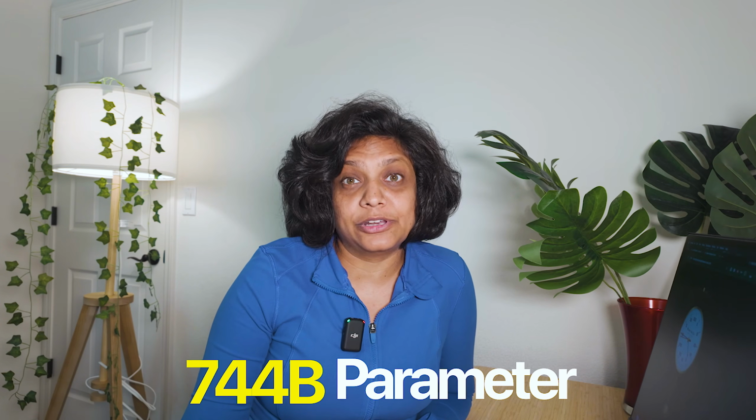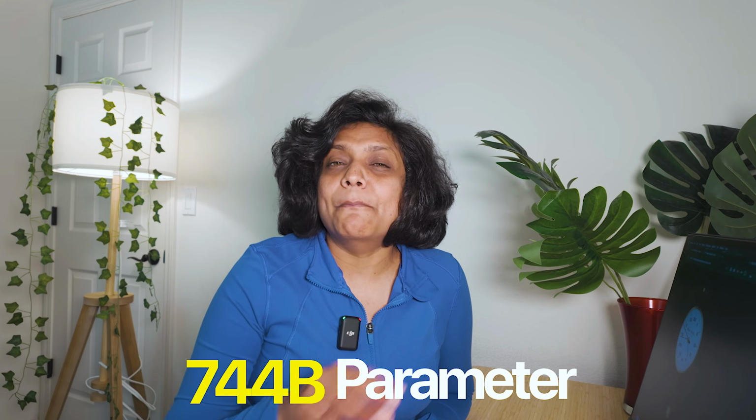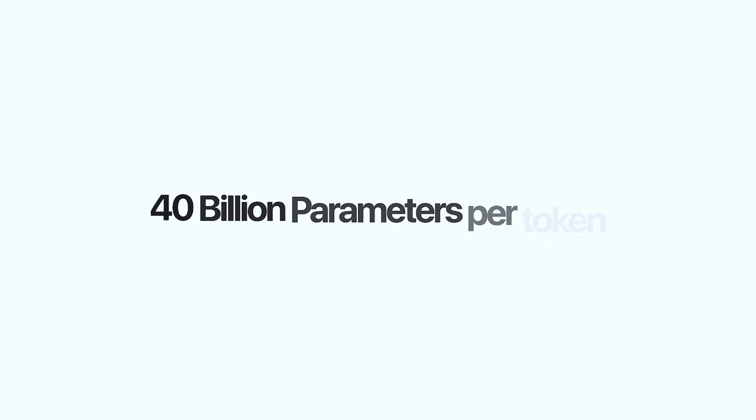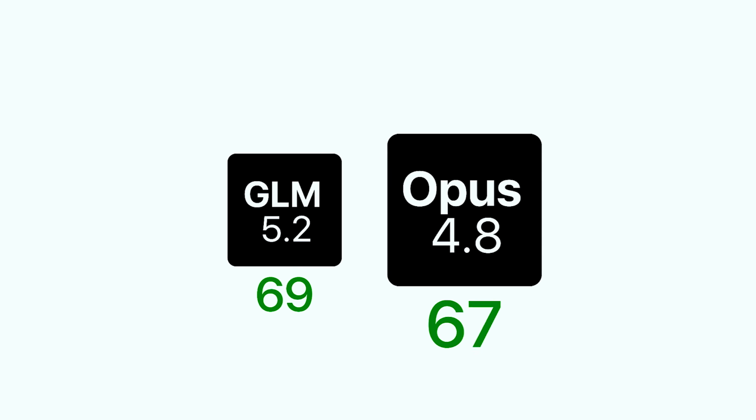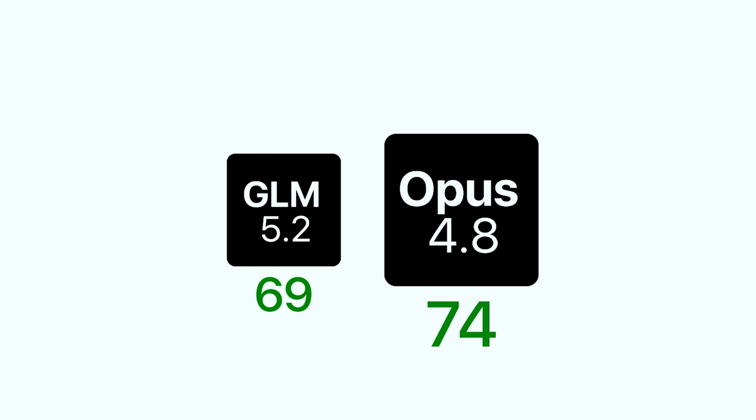Now, GLM 5.2 was built by Zhipu AI and released 2 weeks ago. It's a 744 billion parameter mixture of experts model, massive on paper, but only activates about 40 billion parameters per token. And that's why it's fast and surprisingly cheap to run. It scores 69 points in coding, 5 points behind Claude Opus 4.8. Same for agentic and intelligence. Now, for an open source model, that gap has never been this small.